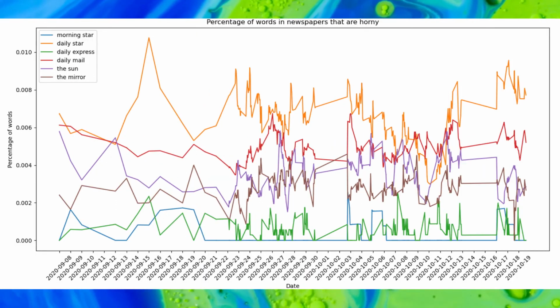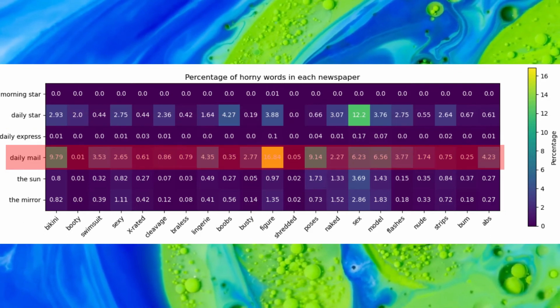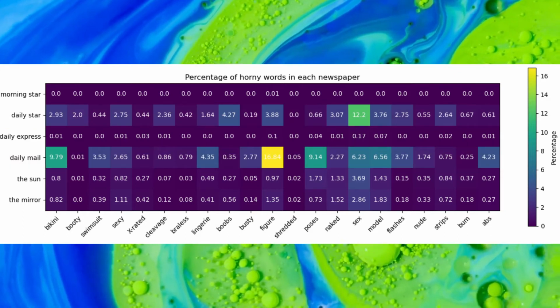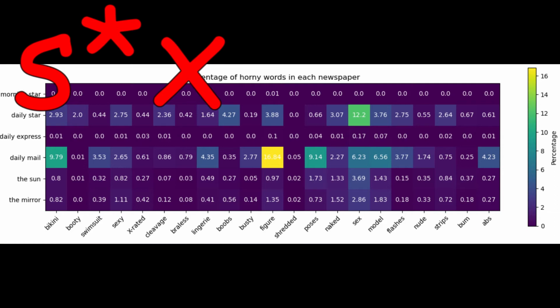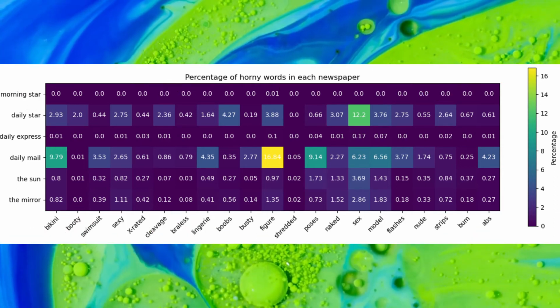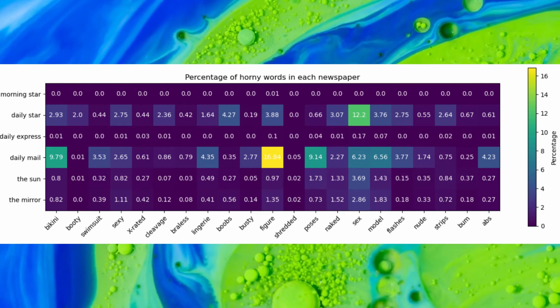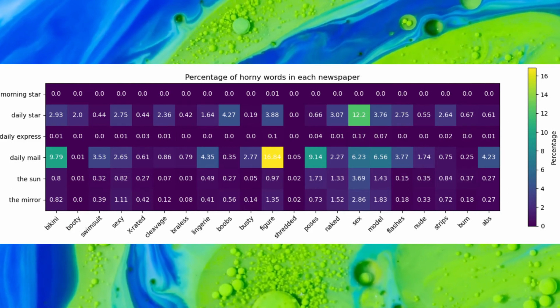Next slide, please. This heat map tells us that the Daily Star and the Daily Mail use the largest range of words, and that across all papers, sex is the most common word, with model, naked, and bikini being runner-ups. It also shows a flaw in the model, namely some words seem more popular because they can be used in a non-horny context, e.g. figure can be used in terms of public figure.